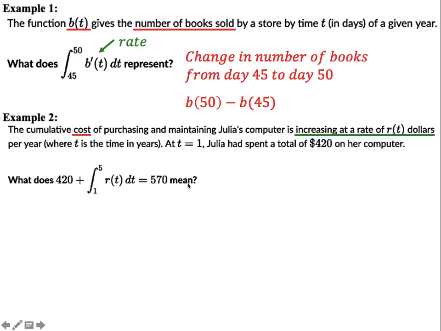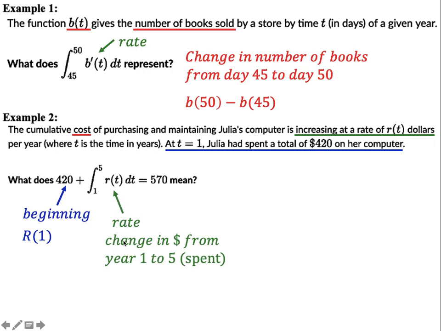So what does that mean then? So we know that this 420 is the beginning value. That's our initial value. That's our big R of 1. We know this is the rate. It's the change in money. It's how much, from year 1 to year 5, Julia spent on repairs or upkeep or anything like that. And so that final amount, that 570, is the total money spent, including that first year, so the beginning cost plus years 1 to 5 for any maintenance or upkeep of her computer.